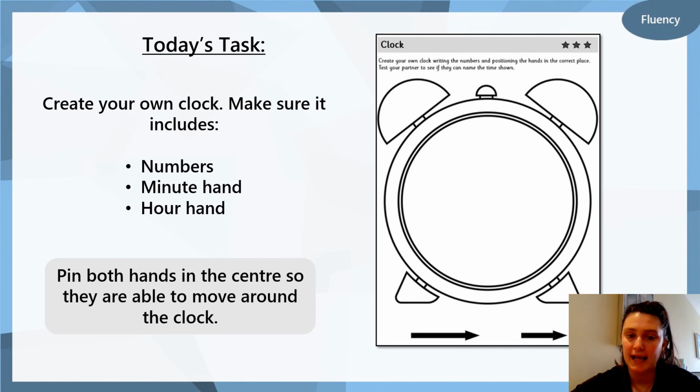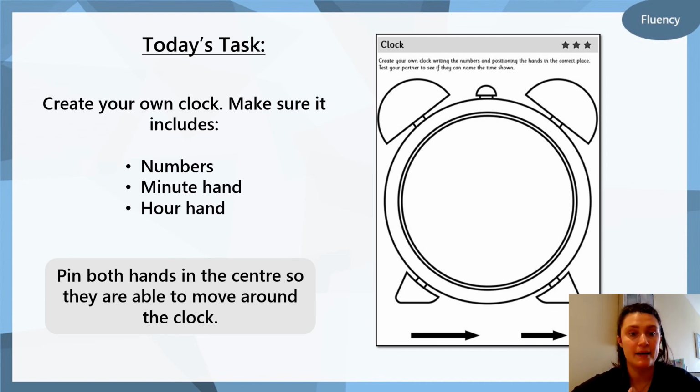Now with these hour hand and minute hand, I don't want you to just draw them on the clock. I want you to put them on the clock so that you are able to move them around, because in tomorrow's lesson we are going to have some times and I want you to be able to show me them. So when you make your clock, you're going to need to make sure that your hands can move around. Maybe you could use a pin or maybe you could use some blue tack, but don't draw them just on the clock because then you won't be able to move them.